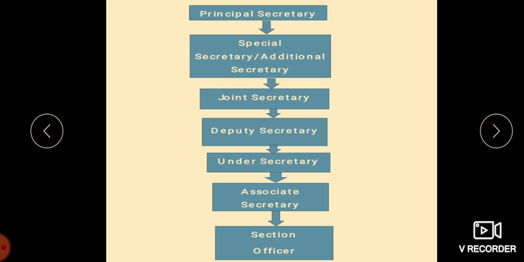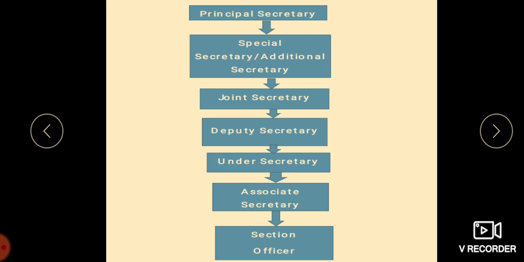The section officer's duty is to verify the papers and files of his division and submit them to the concerned personnel. Every division will have a stenographer, first division assistants, second division assistants, and other officials. The state secretariat is made up of many officials who are appointed for a specific duration.